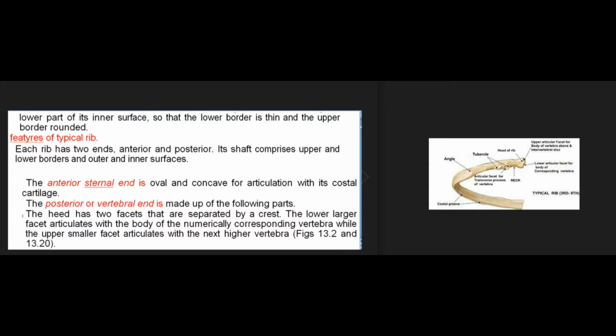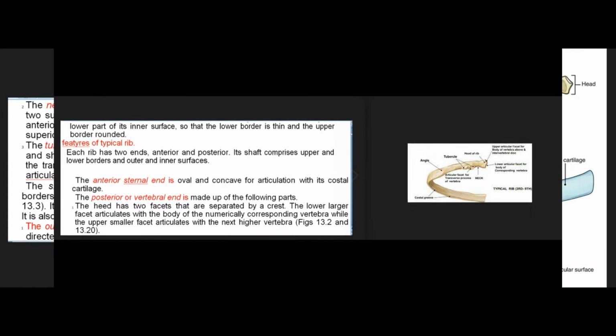Features of typical rib. Each rib has 2 ends, anterior and posterior. Its shaft comprises upper and lower borders and outer and inner surfaces. The anterior sternal end is oval and concave for articulation with its costal cartilage. The posterior or vertebral end is made up of the following parts. 1. The head has 2 facets that are separated by a crest. The lower larger facet articulates with the body of the numerically corresponding vertebra while the upper smaller facet articulates with the next higher vertebra.